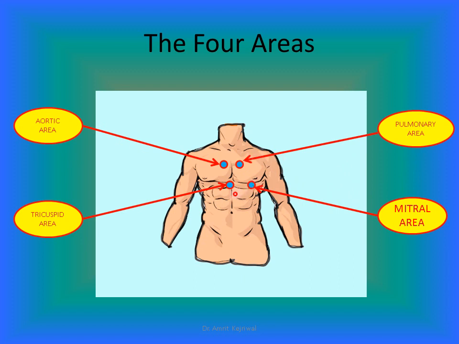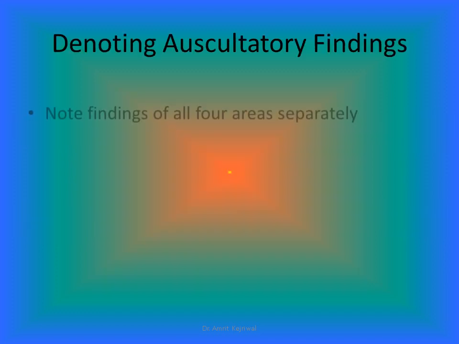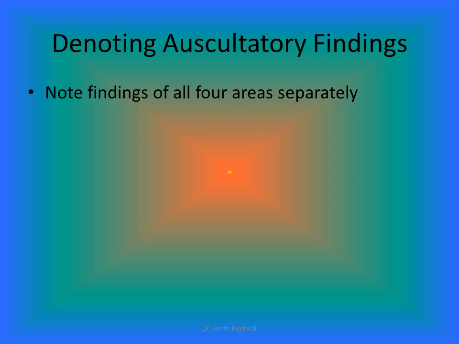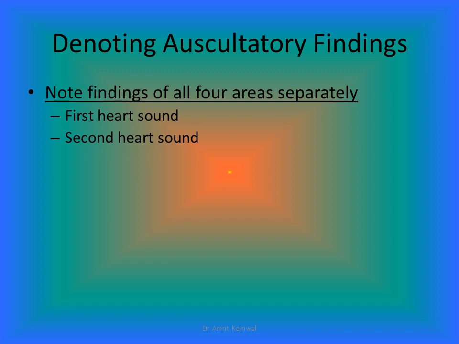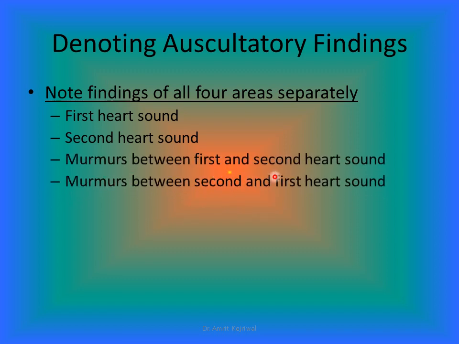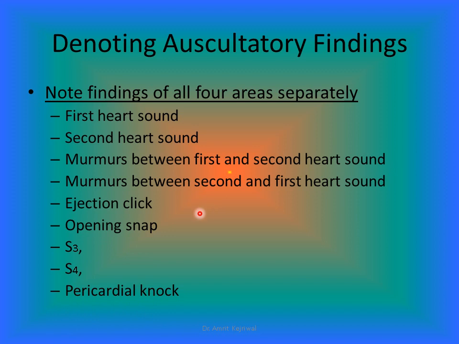I personally start auscultation from the mitral area, then proceed clockwise and note down the findings of each area separately. Note the first heart sound, the second heart sound, murmurs between the first and second heart sound, murmurs between the second and first heart sound, and then five different sounds: ejection click, opening snap, S3, S4 and pericardial knock. Ejection click is systolic; all these four other events are diastolic.